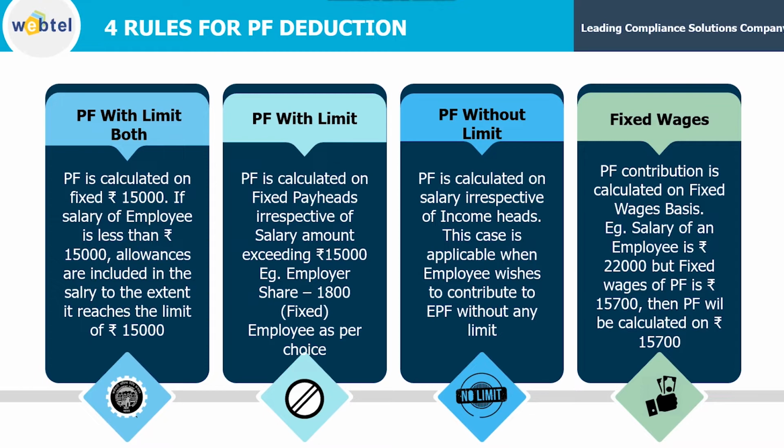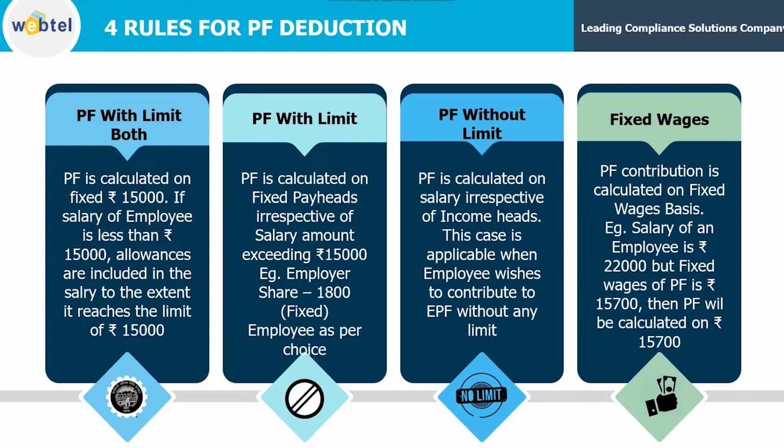Second method is PF with limit. It says that PF contribution by employer is restricted at 12% of 15,000, but employee can contribute more if he desires so. It depends upon the criteria for which pay heads are to be considered as salary for the calculation, and PF is calculated on those heads only, even if the amount exceeds Rs 15,000.